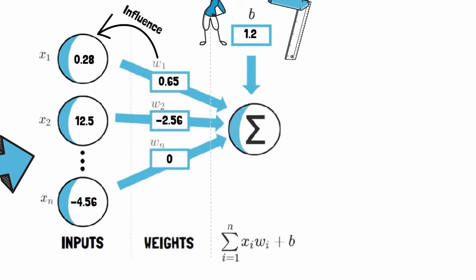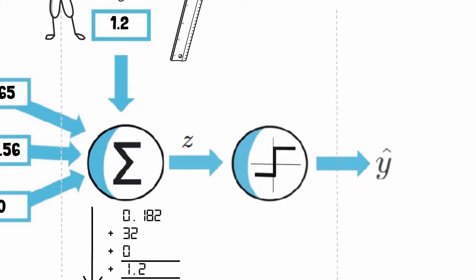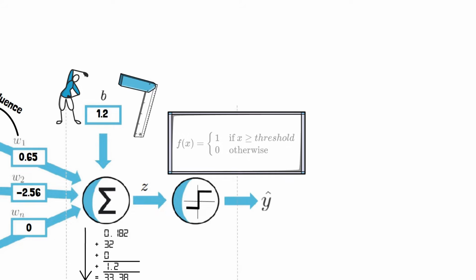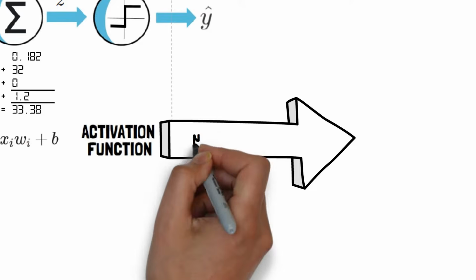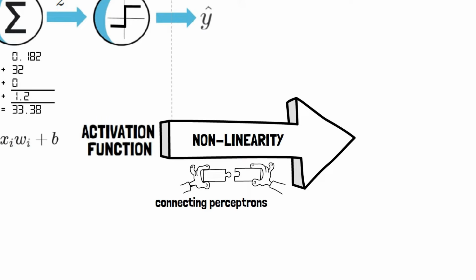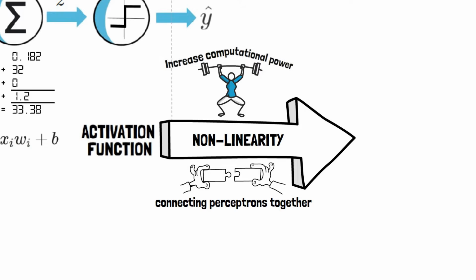The perceptron takes these weighted inputs and sums them up, adding the bias value. Then the result is put through an activation function. In the original 50s model by Rosenblatt, the activation simply returned 1 if the sum crossed a certain threshold. You can think of it as the perceptron firing or activating. The activation function can be anything really, and it's often used to introduce non-linearity when connecting multiple perceptrons together, which is essential to increase their computational capabilities, as we'll see shortly.